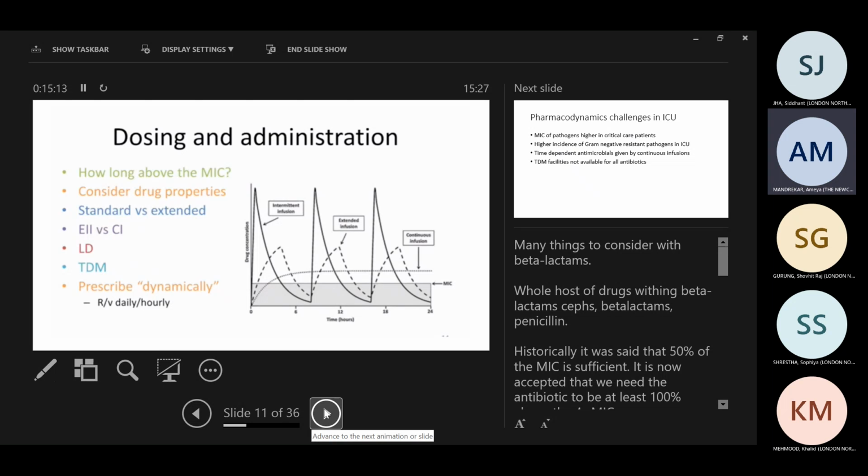So right now we're stuck with the intermittent infusion, but once the evidence is out there, then we can switch to what the evidence recommends. But in theory, the theory is telling us that the longer it is above the MIC, the better. So we will get there, just watch the space. Did you have a question?